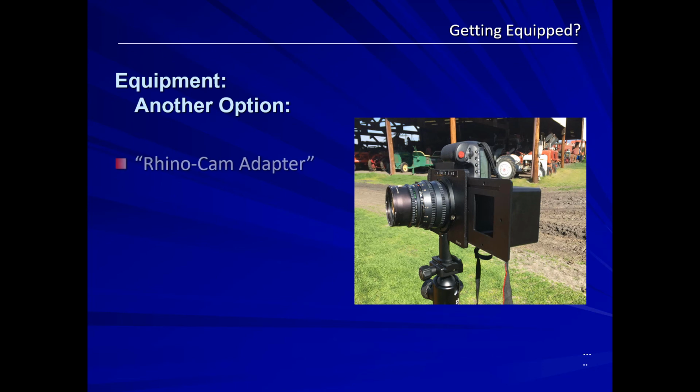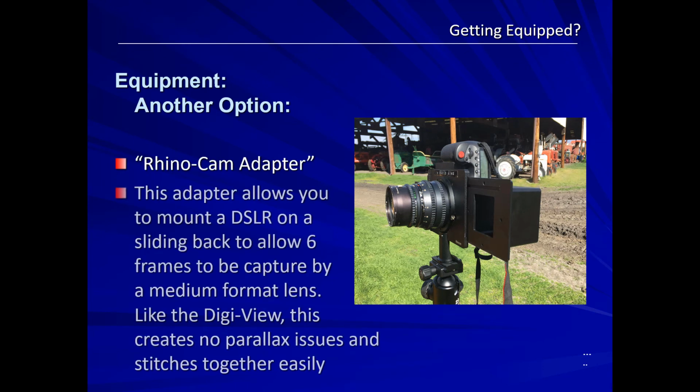Here's another adapter from Photodiox. It's called a RhinoCam. And what it does is allow you to mount a DSLR on a sliding back. It'll allow you to take 6 frames to be captured by a medium format lens. In this case, a Hasselblad lens that I just had. Like the DigiView, this creates no parallax issues because all of the shots are coming from the same lens that never moves. The camera moves around to take pictures from different segments of the projected image from that medium format lens.